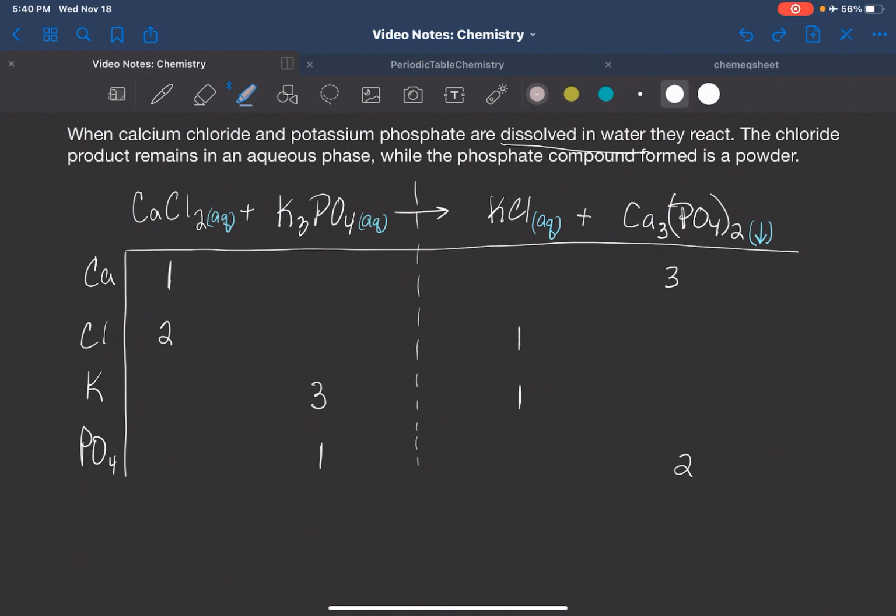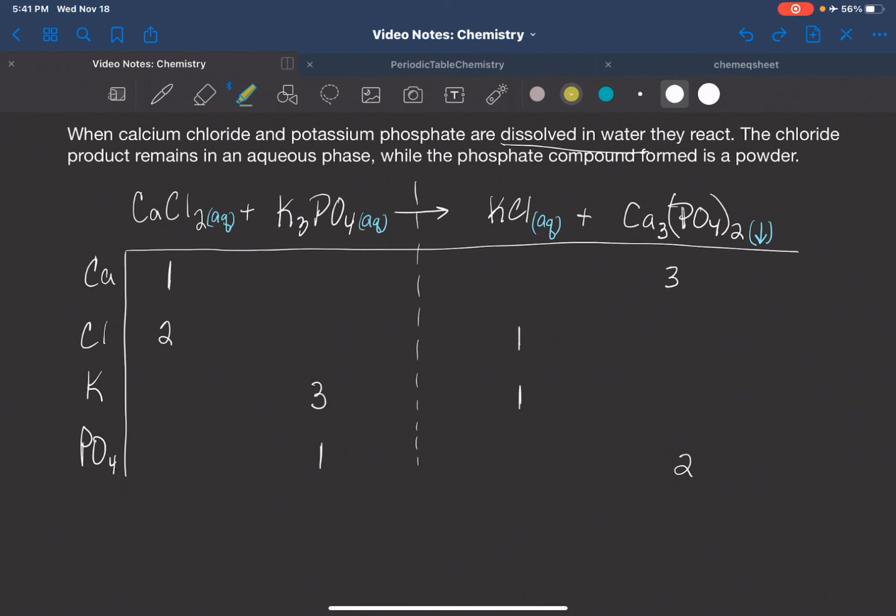Now at this point, it doesn't matter where you start. With practice, you'll begin to see patterns emerge very quickly, and you'll be able to do this at a much faster pace. Right now, whenever you're balancing an equation, just pick an element to balance.